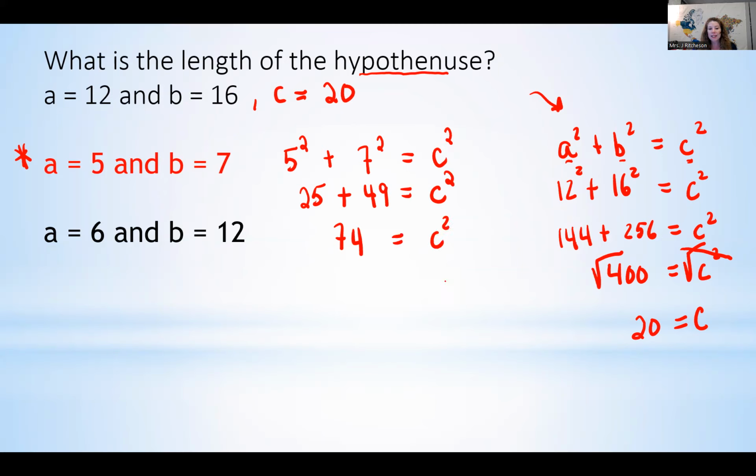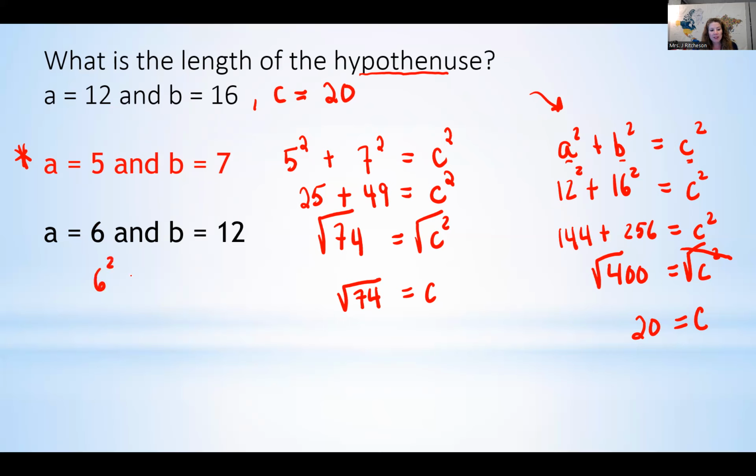And now I want to know what c is, so I'm going to find the square root of both sides. Well, 74 is not a perfect square, so we can just leave the answer like this. That's not a perfect square. It's going to be an irrational number. And so when you have an irrational number, you can leave it as the square root of 74. Okie dokie. All right, you guys pause the video and I want you to try the third one.